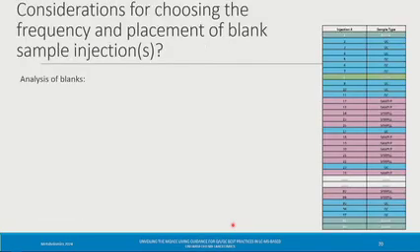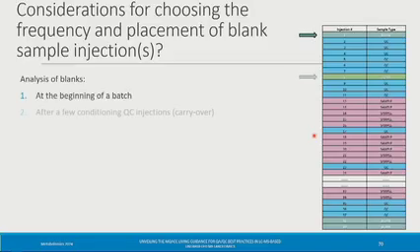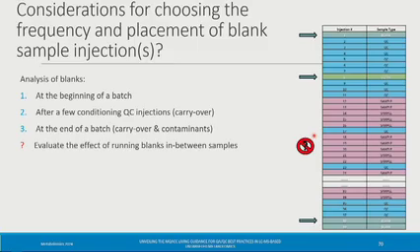Now, just looking quickly at choosing when and where to place your blanks. If we have a sequence right here, the questions are, do we put blanks at the beginning of a batch? Do we put these blanks after a few QC injections at the end of a batch? Or do we put them in between, if we run blanks in between samples?